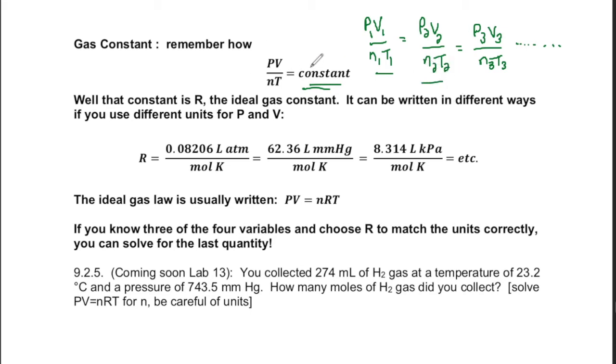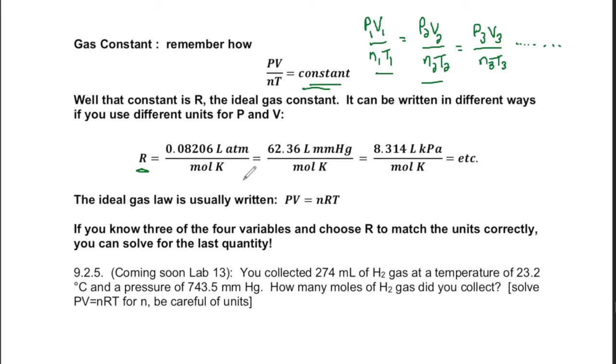If there's just one set of conditions and we just know what this value is, then we can find a missing value. If one of these four, P, V, n, or T, is missing, we can find it using the other three and the known constant. And this known constant is called the ideal gas constant, and it's represented by a capital R.